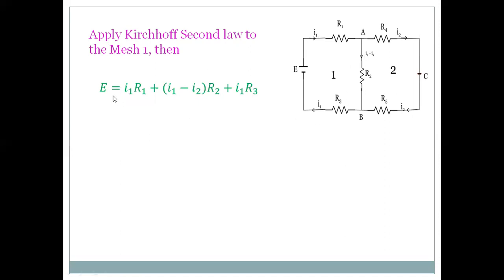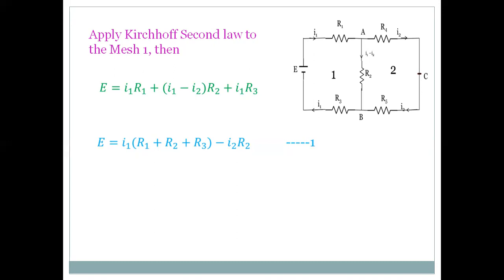So all of them may be taken as positive. So E is equal to I1 R1 plus (I1 minus I2) into R2 plus I1 R3. Of course, here I1 is taken as common, that is, E is equal to I1 into (R1 plus R2 plus R3) minus I2 R2. This is equation 1.